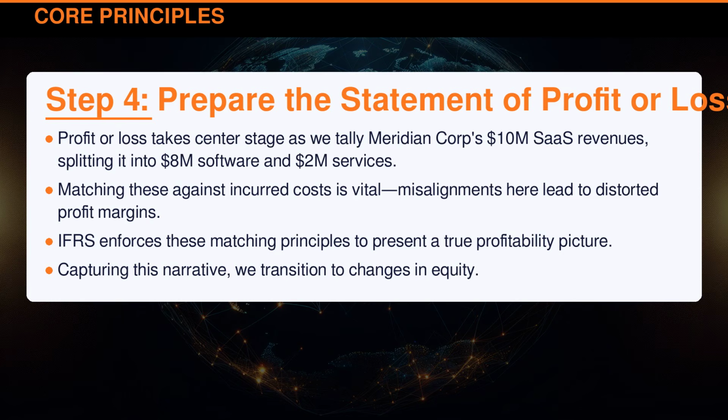Profit or loss takes center stage as we tally Meridian Corporation's $10 million SaaS revenues, splitting it into $8 million software and $2 million services. Matching these against incurred costs is vital. Misalignments here lead to distorted profit margins. International Financial Reporting Standards enforce these matching principles to present a true profitability picture. Capturing this narrative, we transition to changes in equity.